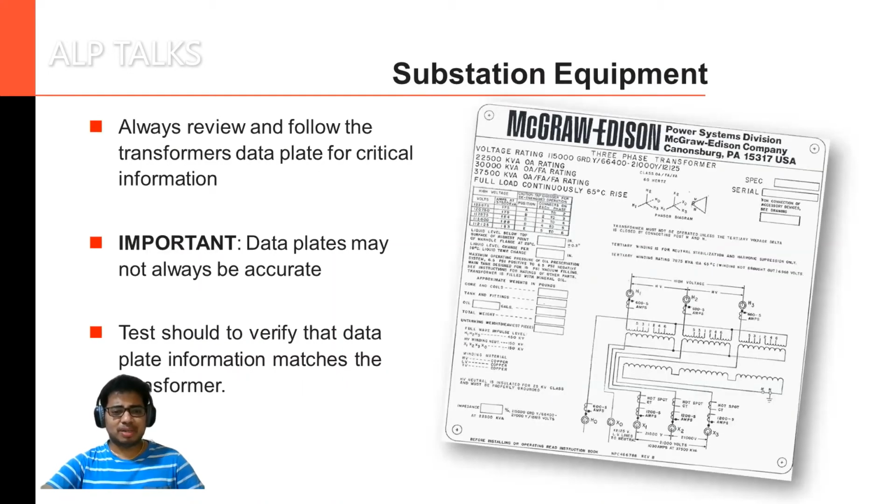Always review the transformer data plate for critical information. This is the nameplate, for example. We have a 22.5 MVA transformer, and its FA ratings are 30 MVA and 37.5 MVA. So these are the other ratings. It is a triple rated transformer. These are a few basic things. Data plates may not always be accurate. Sometimes there may be a little bit wrong, but you have to take a test to verify that the data plate information matches the transformer. We should take care of all the information here.